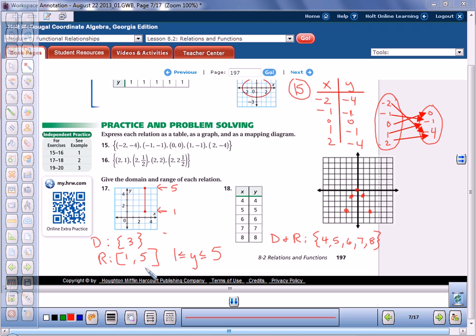So see, I wrote this within the braces to denote a set that just contains the number 3. This is the interval, and I showed that using the brackets. Any questions? Alright, on number 18, the domain and range were both the same. Are we good? Great.